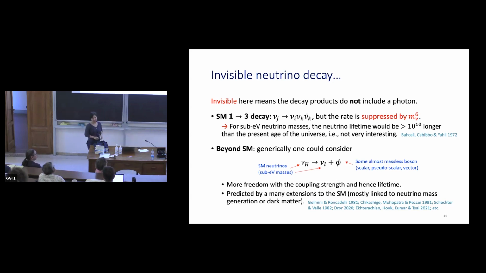You do that obviously because you have more freedom in choosing the coupling string. Okay, and as it turns out, this kind of model can also be motivated somehow by having some kind of connection to the neutrino mass generation mechanism or dark matter. But okay, that's not my department. Someone else would know better than I do.